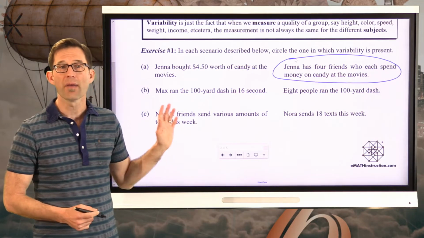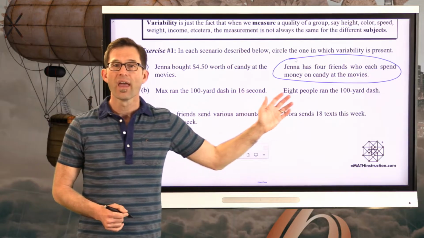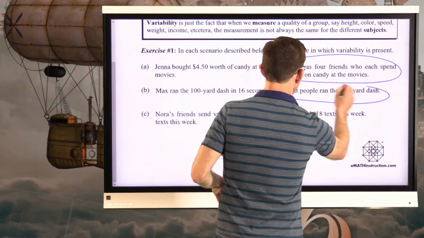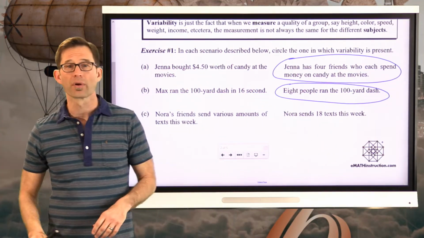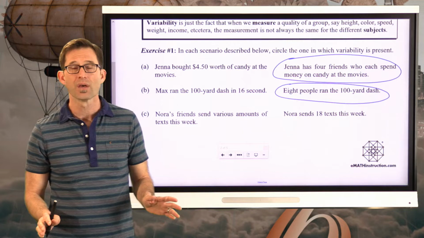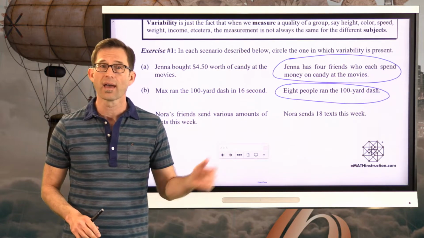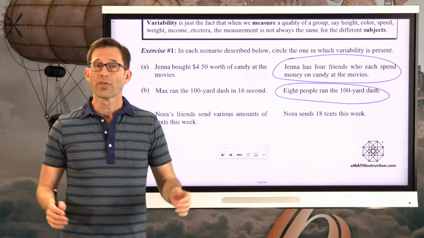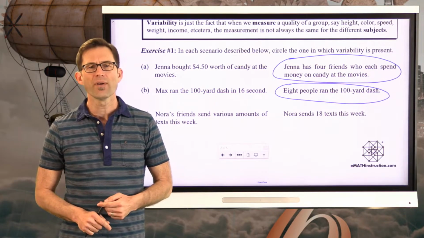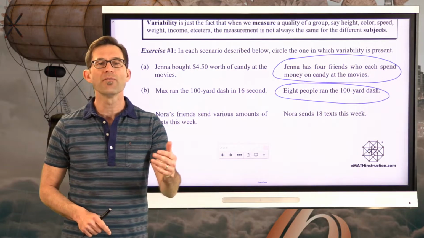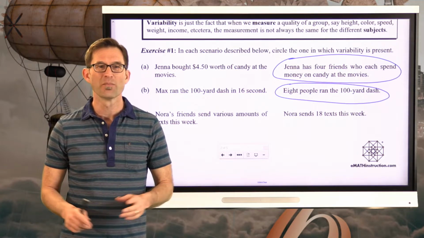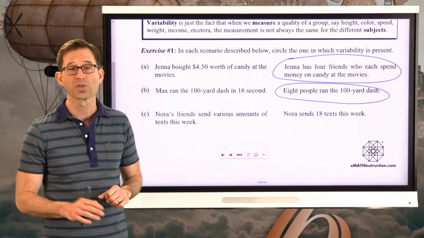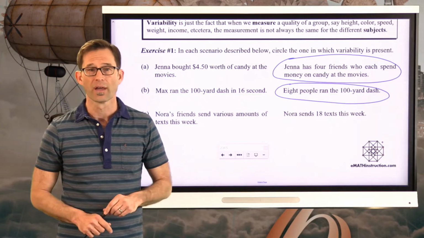All right, well, letter B: Max ran the 100-yard dash in 16 seconds. 8 people ran the 100-yard dash. Well, again, this one, there's going to be variability. There's no getting around that. There's no way those 8 people are going to run the 100-yard dash in exactly the same times. If the question was just, how fast did Max run the 100-yard dash? There's only one answer, 16 seconds. If, on the other hand, you had a race with 8 people and you asked how fast those people ran, there'd be variability. You might say the fastest person ran it in 14 seconds and the slowest person ran it in 17 seconds or something like that.